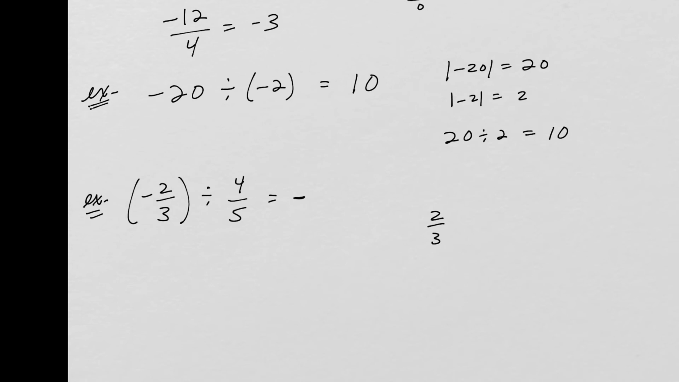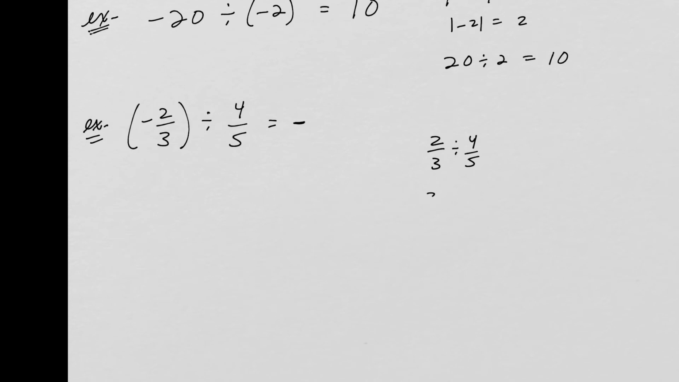I have 2/3 divided by 4/5. Well, remember how to divide two fractions, right? The first fraction stays the same, and I multiply by the reciprocal of the second one, right? The dividend stays the same, and I have to flip the divisor. It becomes a multiplication problem. Now, to multiply these, I can simplify a little bit first, right? 2 goes into 2 once, 2 goes into 4 2 times. So 1 times 5 is 5 for my numerator, and then 3 times 2 is 6 for my denominator. So my answer is going to be negative 5/6. Why negative? Because I have a negative divided by a positive, so different signs, this is going to be negative.